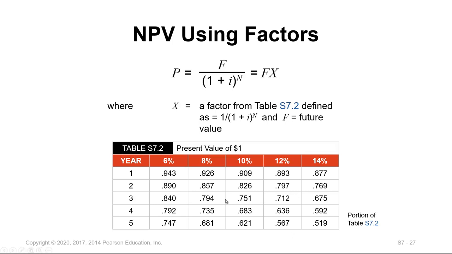So you have here the 6%, the first column is 6%, and then we have the 8%, 10%, 12%, and 14%. And those are the number of years. So for 1 year, for n equal to 2, for n equal to 3, for n equal to 4, and n equal to 5.